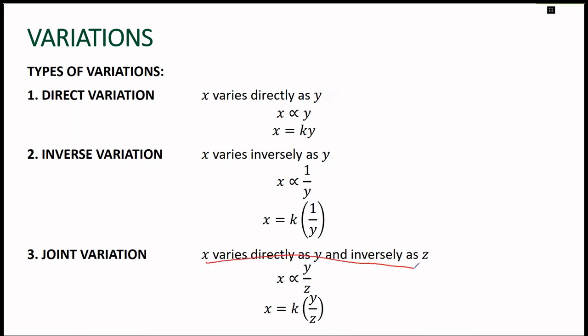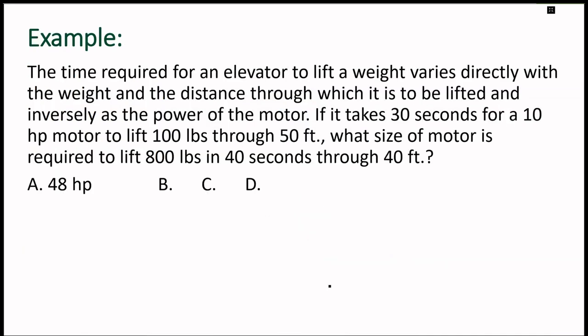X varies directly as y and inversely as z. That is its representation, and in terms of k, this is the formula. So let's have an example.